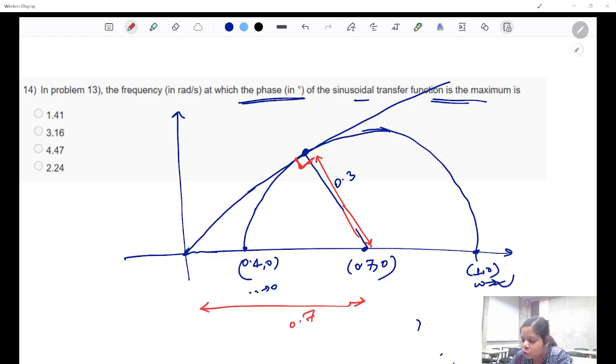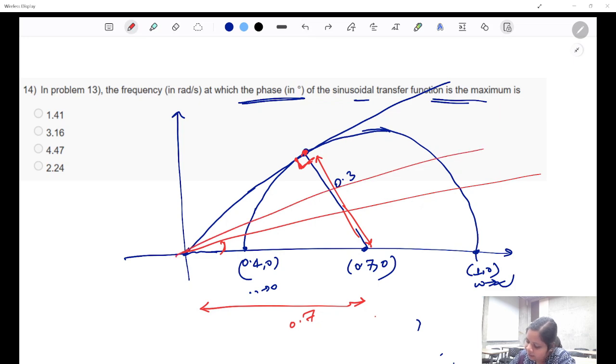Why are we calling this the maximum phase? Because this is the maximum. If you have a line here, it is not the maximum phase, it is intersecting the circle, right? But it is not the maximum phase of the circle, because this angle is not maximum. If we have another line here, all of them are not the maximum. What is the maximum? When it becomes a tangent to the circle.